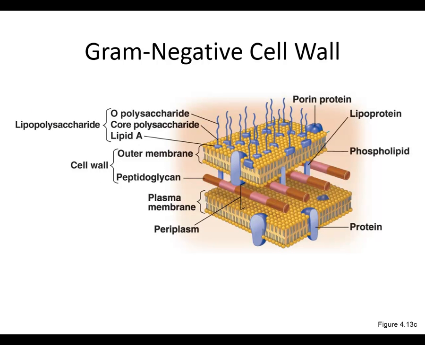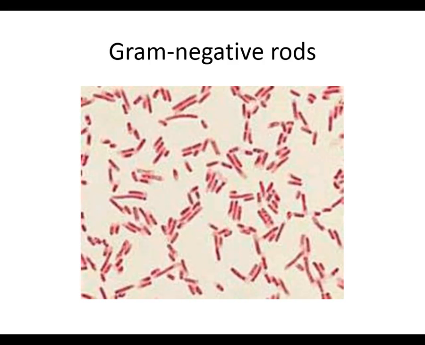Gram-negative cell walls, again, a single layer of peptidoglycan, 2 membranes, an outer membrane and a plasma membrane. In between them, just a single layer. The fact that they have 2 membranes creates something called a periplasmic space. And here are some pictures of gram-negative rods. The picture here shows these guys as sort of pinkish.